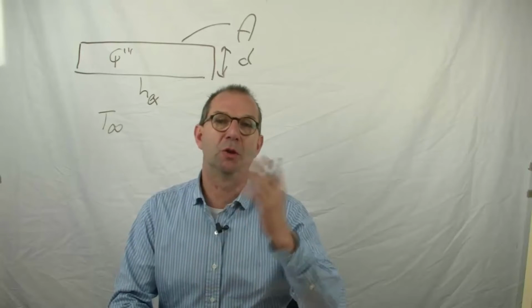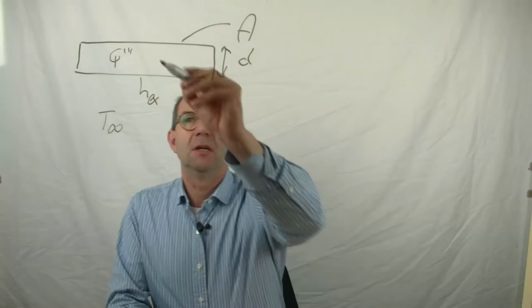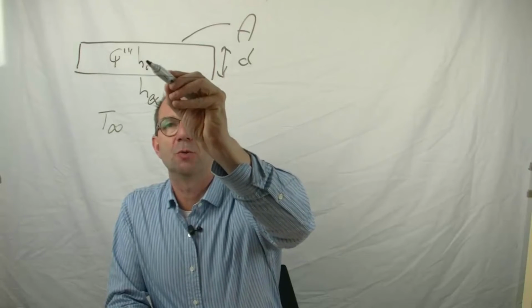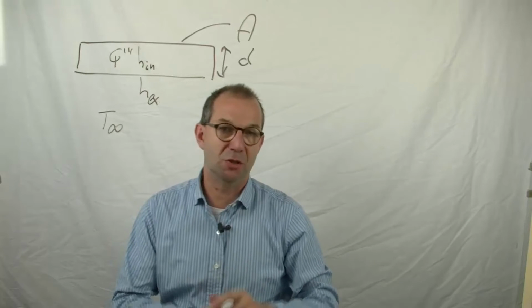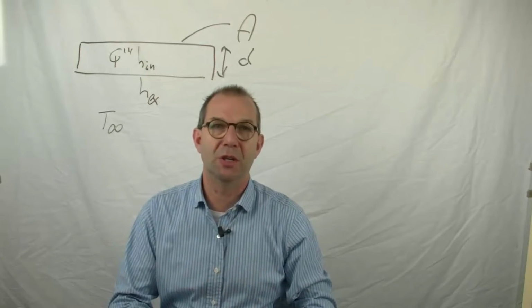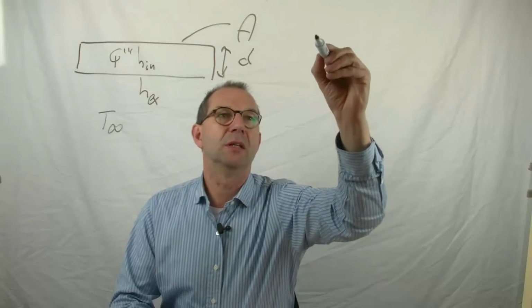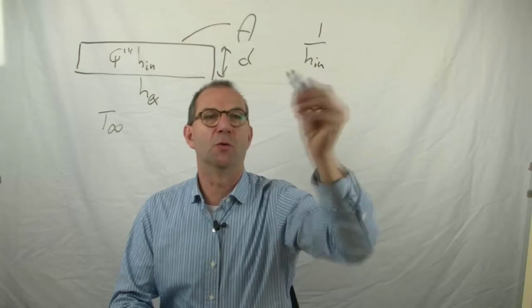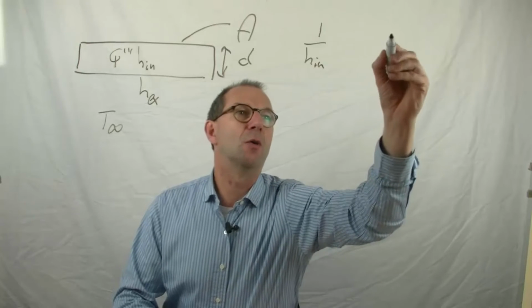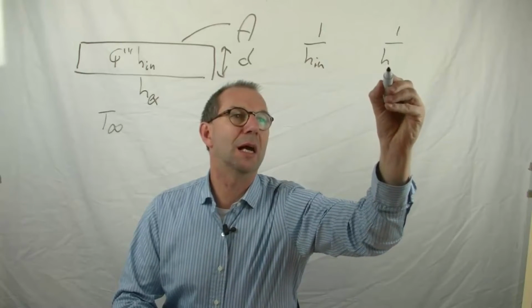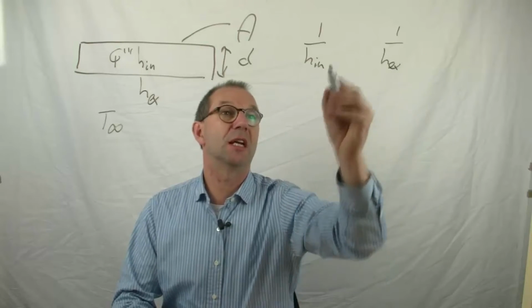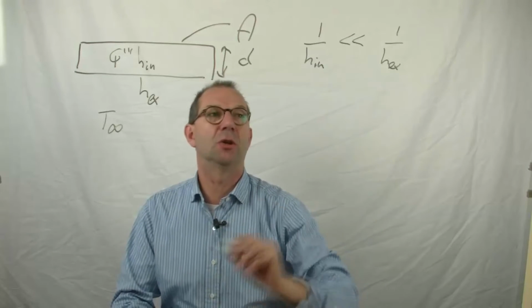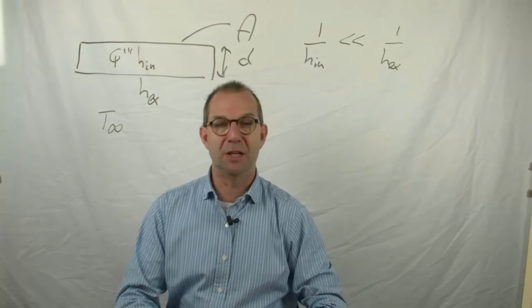And that calls for a global understanding. So I'm going to write in that in principle there is also an internal resistance or a transfer coefficient H. And we know that the internal resistance, 1 over the transfer coefficient, compared to the external resistance is negligible. So this is much smaller, or H internal is much larger than H external.